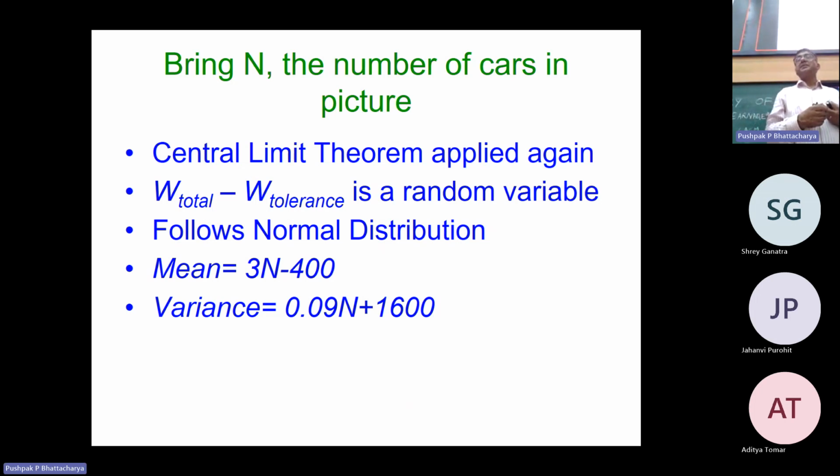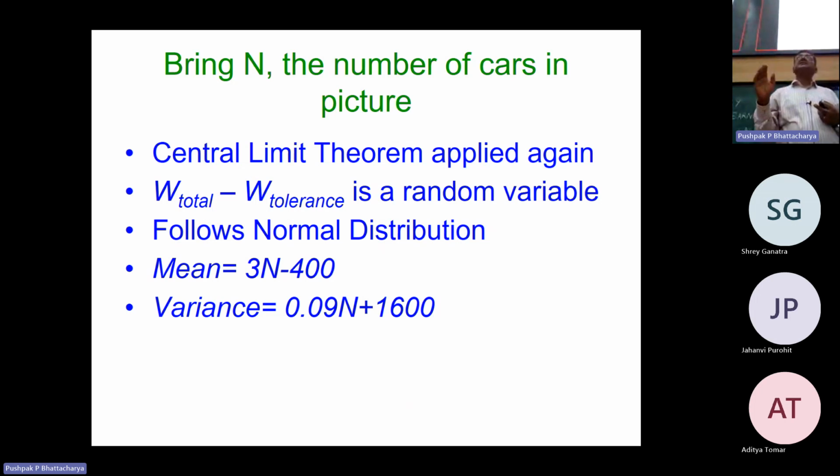Okay, so the mean of this random variable W total minus W tolerance will be 3n minus 400, by central limit theorem. The interesting thing is that when we take the subtraction of two normally distributed random variables, their variances add up. Their variances do not subtract. So for this quantity, the mean is 3n minus 400, and the variance is 0.09n plus 1600. 1600 is 40 squared, that's why 1600.